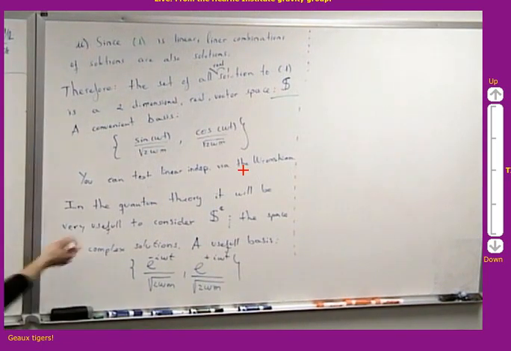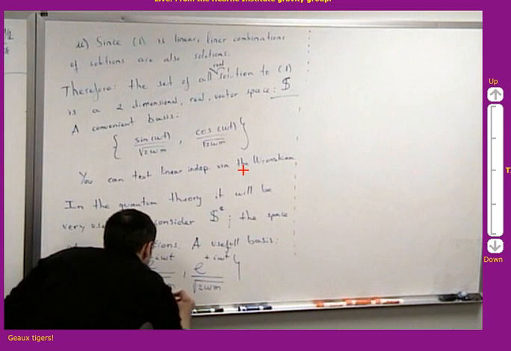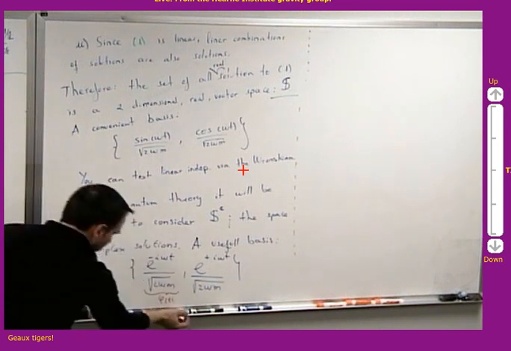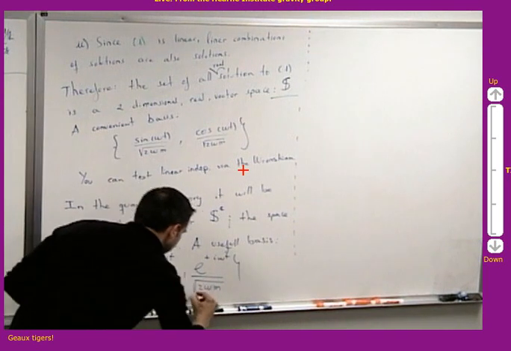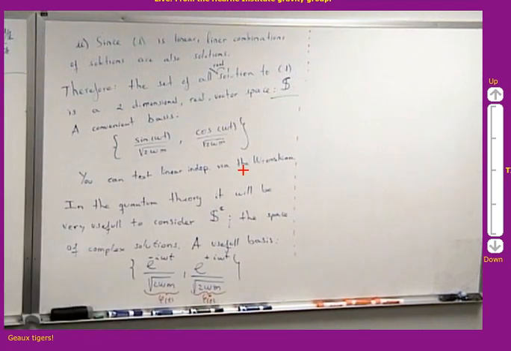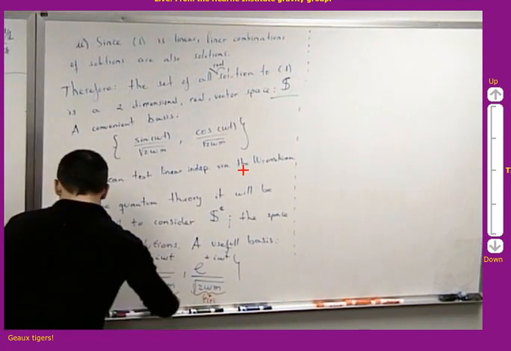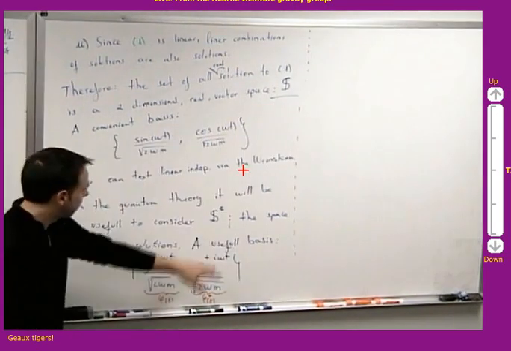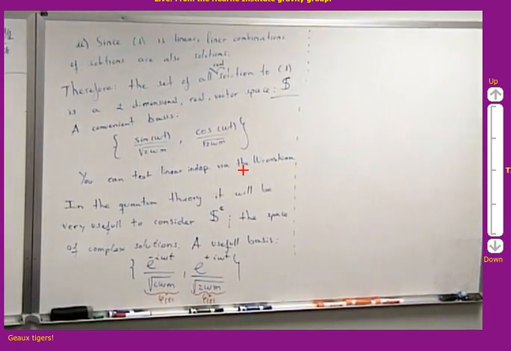We will use this a lot, so let me give a name to this guy. This guy is just phi of t, and this guy is just its complex conjugate, phi of t star. Just to give them a name. And of course, the space of real solutions is just the real subspace of the space of complex solutions.